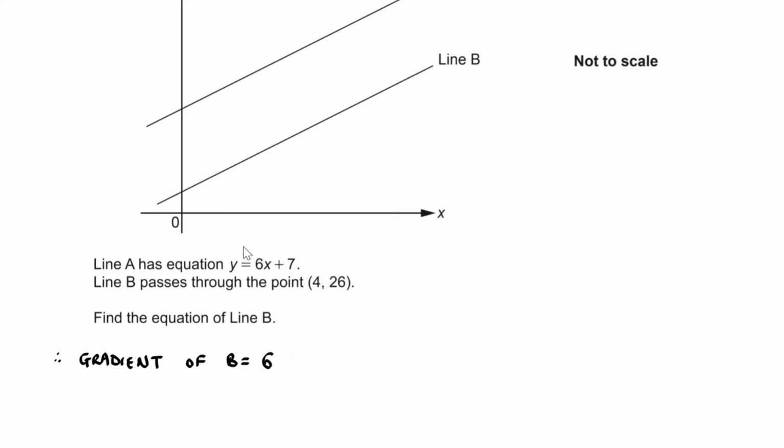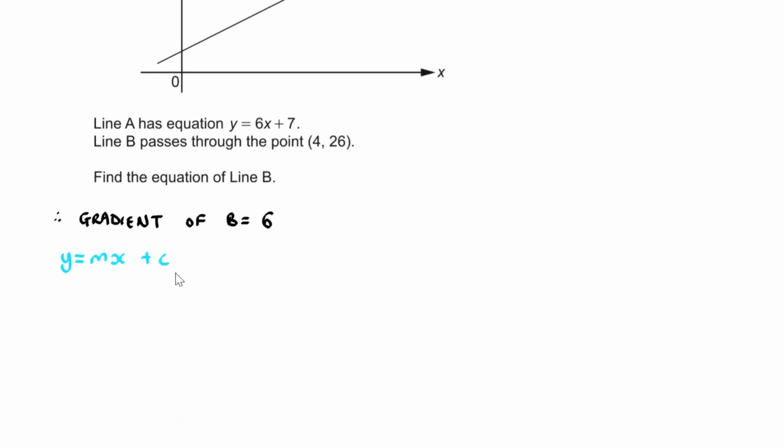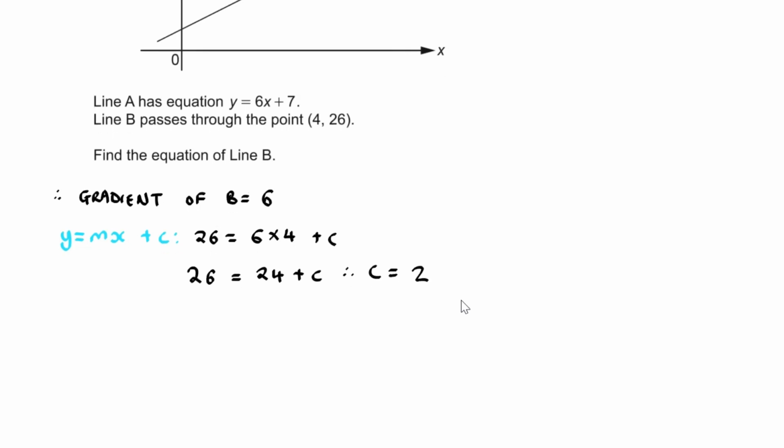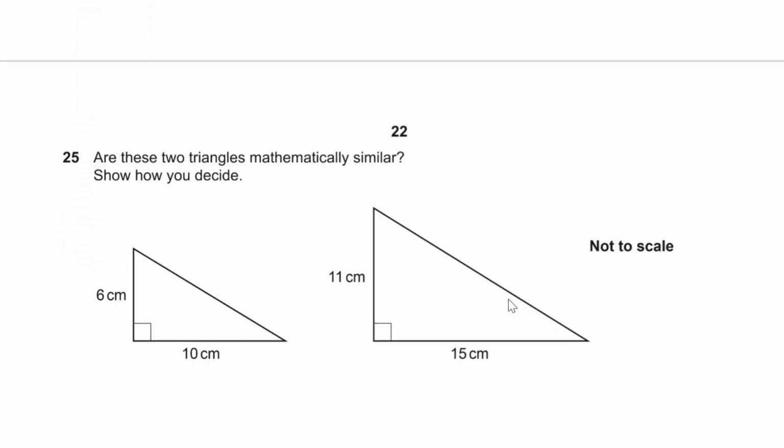So therefore, if we use y equals mx plus c to help us find the equation of the straight line, what we would have then is y, which is equal to 26, equals m, the gradient, times x, which is 4, plus c. 26 is equal to 24 plus c, and therefore c is equal to 2. And what we can conclude from that then is our equation of line B is y equals 6x plus 2.